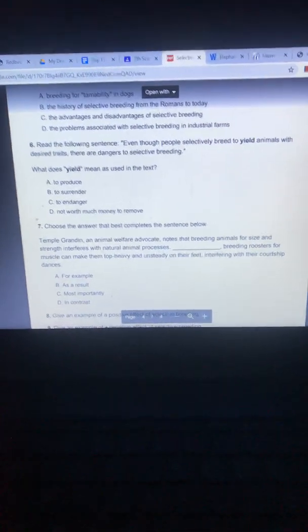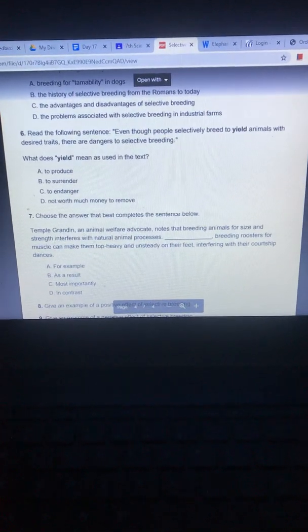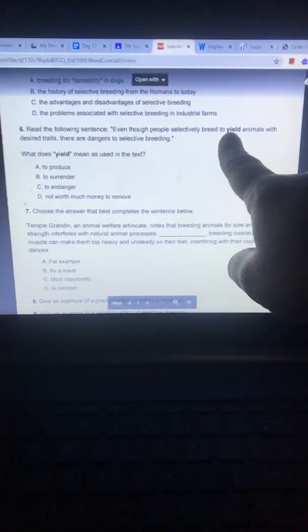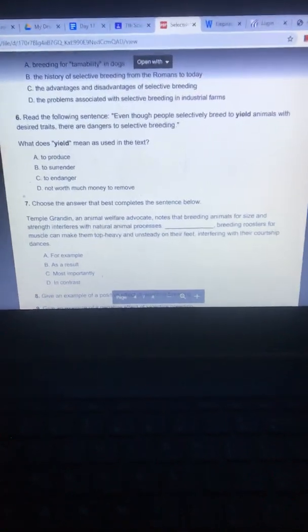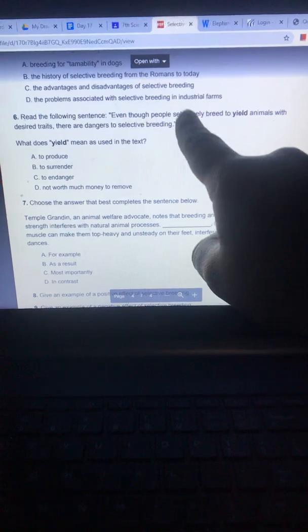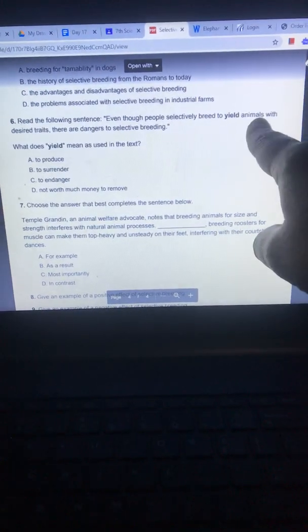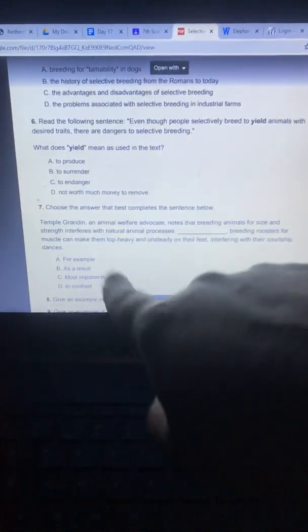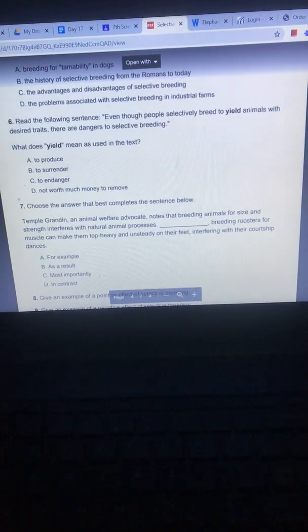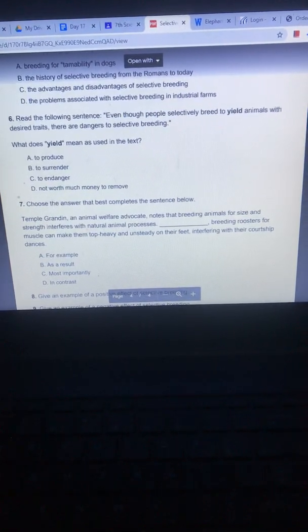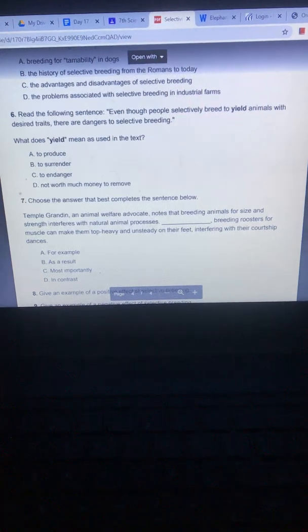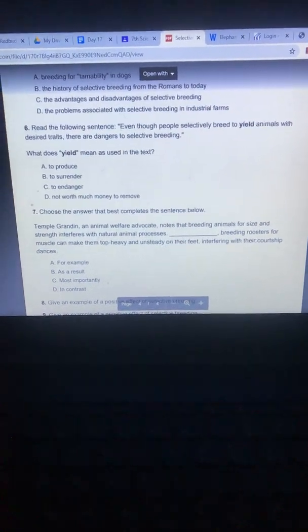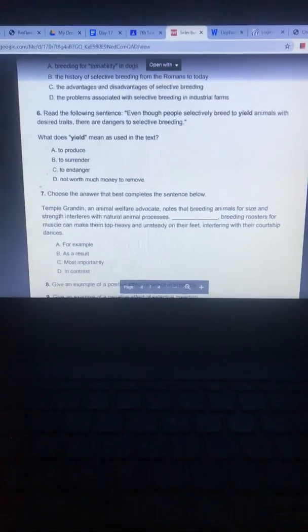So I'd personally put these words in place of that word and see if the sentence means the same thing. So even though people selectively breed to yield animals with desired traits, is that to produce animals with desired traits, to surrender animals with desired traits, to endanger animals with desired traits, or to not worth much money to remove animals with desired traits?